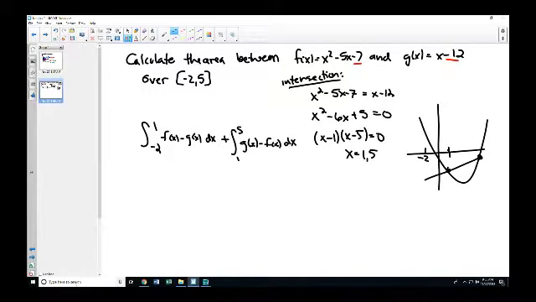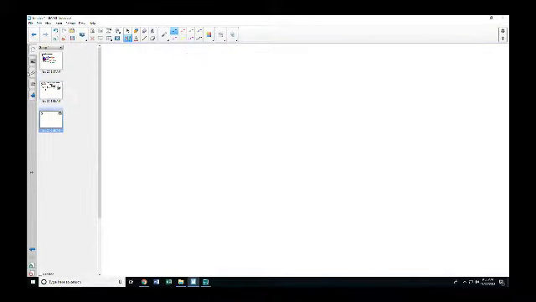The answer does turn out, if you try it, to be 113 over 3. There's a lot of fun fraction math in there. All right, let's try another one.